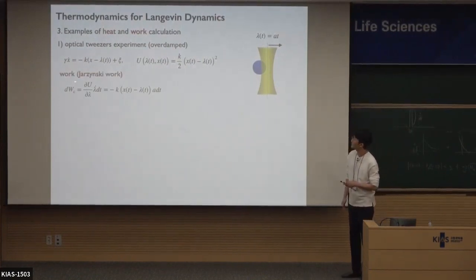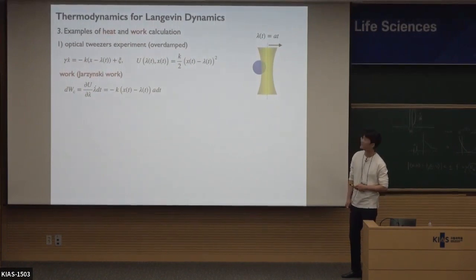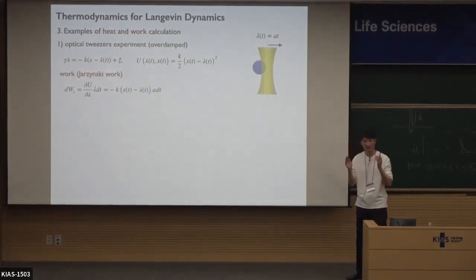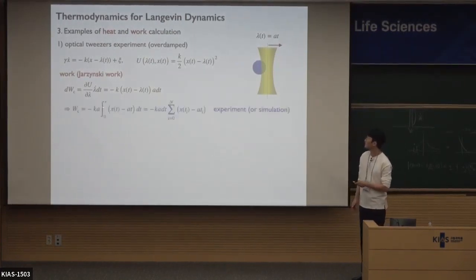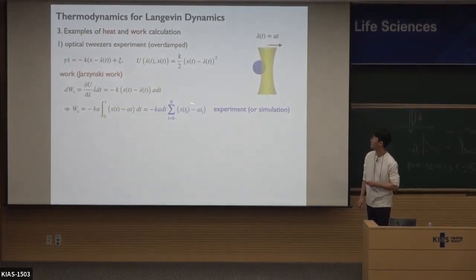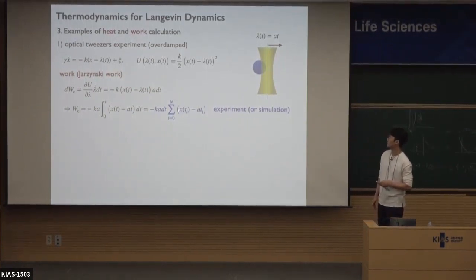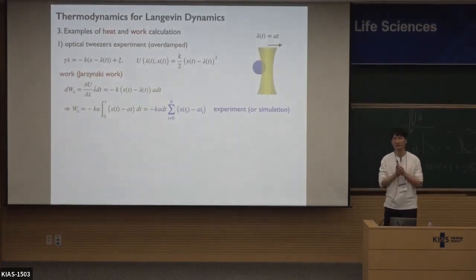This is the definition of work done by conservative force, or Jarzynski work. By using this harmonic potential, we can directly calculate the work in this way. But in this example, because there is no non-conservative force, the work done by non-conservative force is zero. And then the total work from time zero to tau, if we integrate time from zero to tau, we get the total work by the Jarzynski work. In simulation or experiment, we have to use this summation notation for discrete time. In such a way, we can evaluate work.